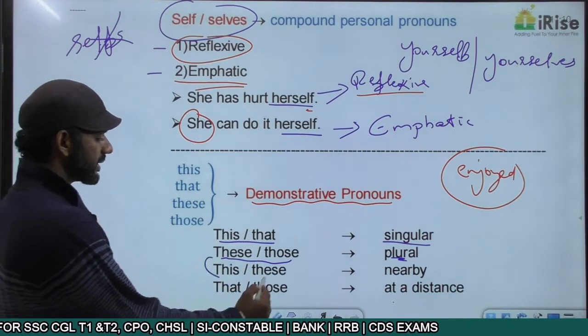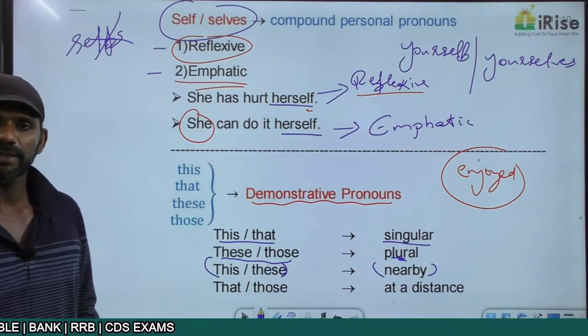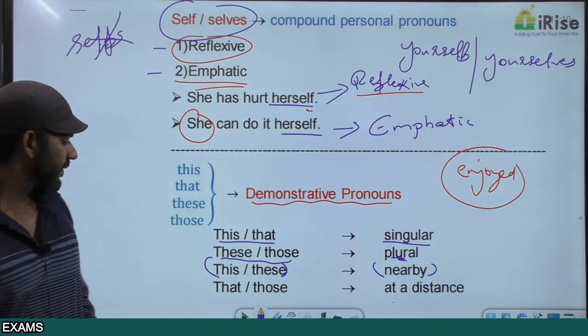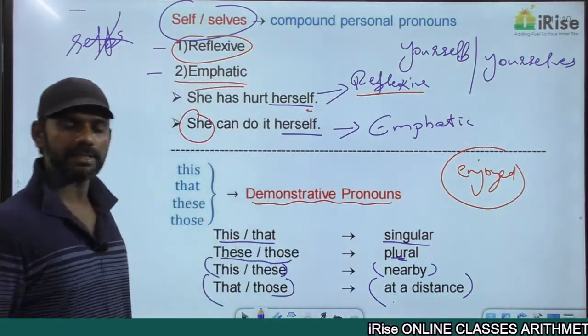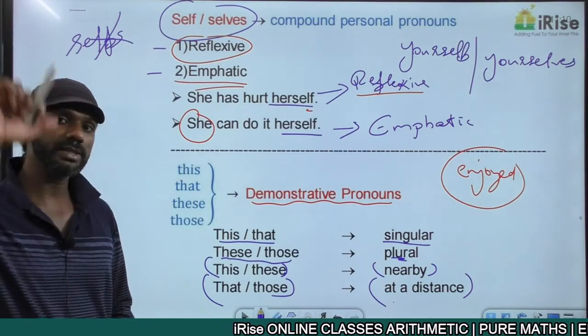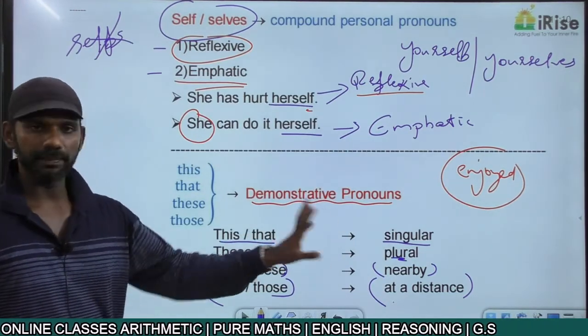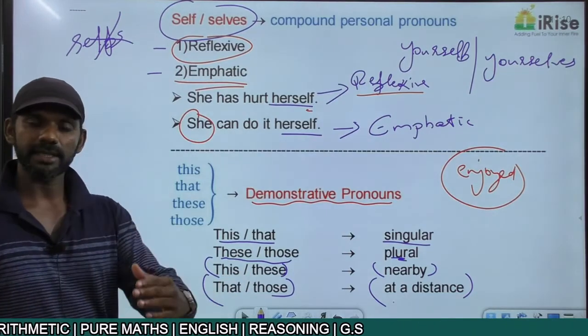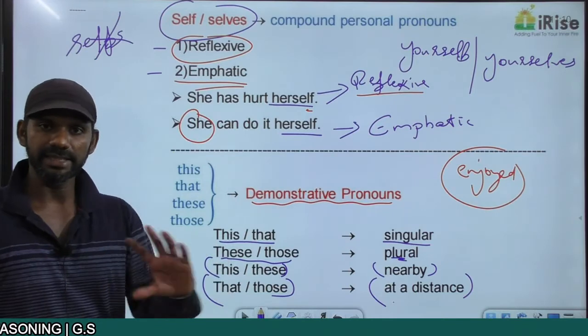This and these are for something that is nearby, like this chair, these chairs. Whereas that and those are for something that is at a distance, like that chair, those chairs. So this and that are singular, these and those are plural. This and these are for something nearby, that and those are for something at a distance.